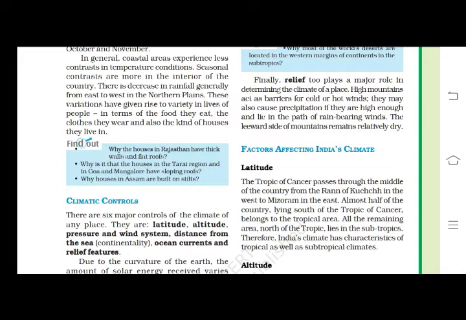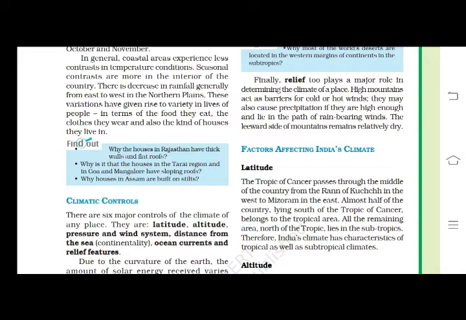the first climatic control, that is, the first factor which affects India's climate, is latitude. The Tropic of Cancer passes through the middle of the country from the Rann of Kutch in the west to Mizoram in the east. Almost half of the country lying south of the Tropic of Cancer belongs to the tropical area. All the remaining area north of the tropic lies in the subtropics.